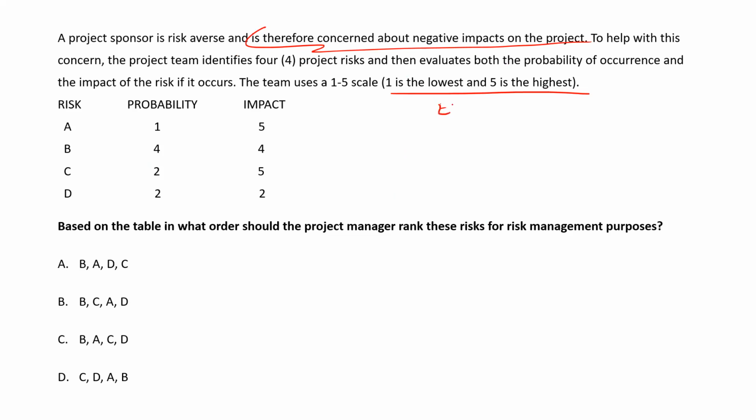And we have the formula EMV is equals to P multiplied by I. So 5 ones are 5, 4 fours are 16, then 5 twos are 10, and then 4. So at least I know the last answer will be D. So this and this cannot be the right answer. And first answer should be B. So after 16, we need to have C. So BCAD.